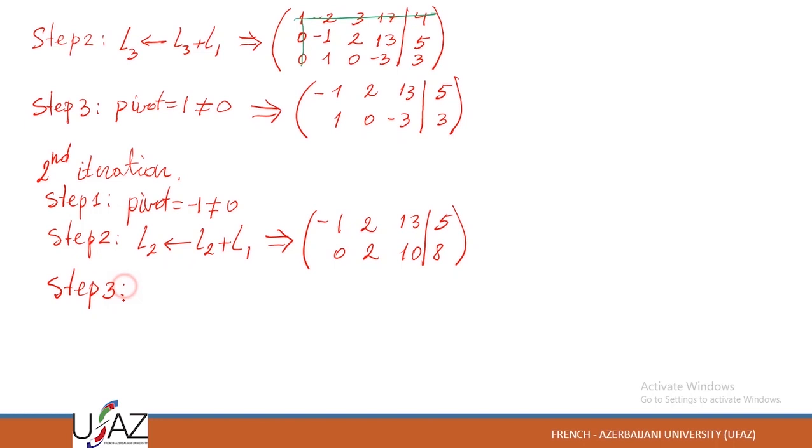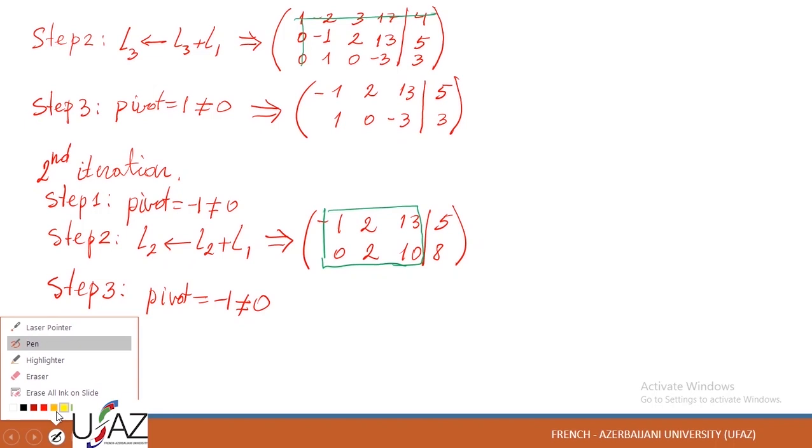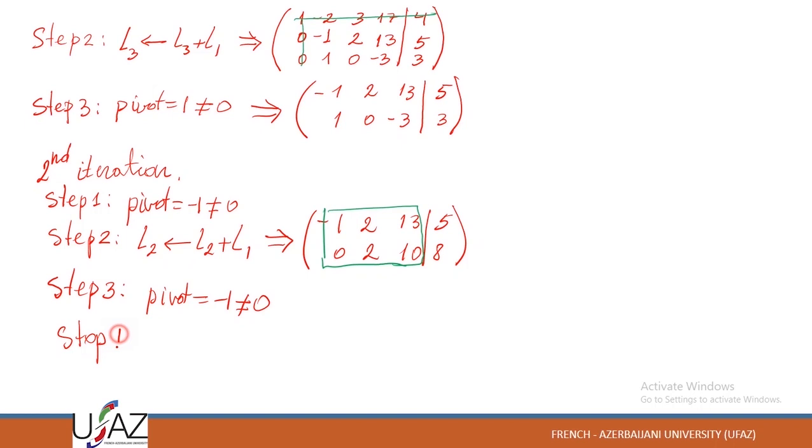We consider the first element of the first row, the pivot, which is minus 1. It is different from 0, yes, it's true, but here this matrix is in row echelon form. Because of this, we stop here. And the row echelon form of the matrix A will be this.